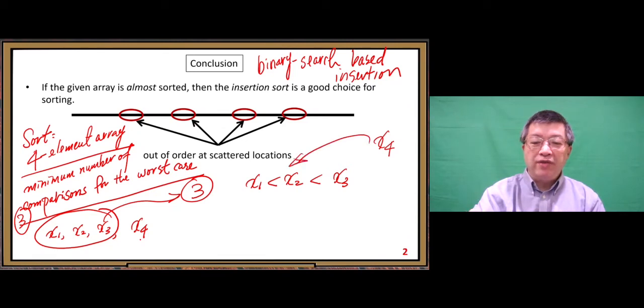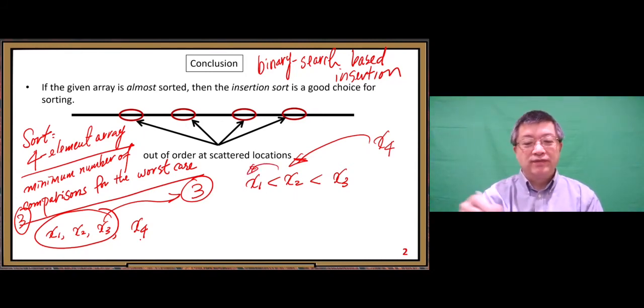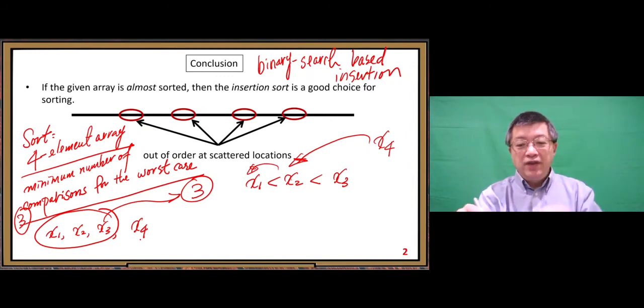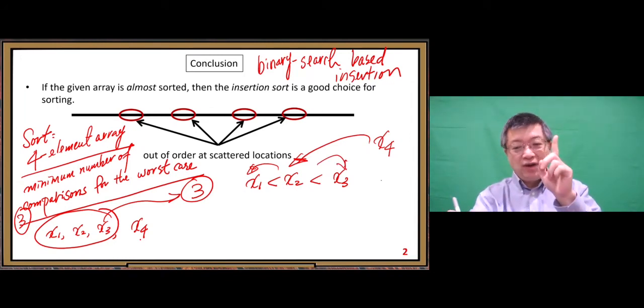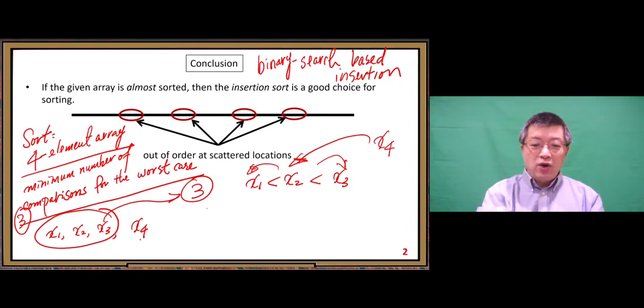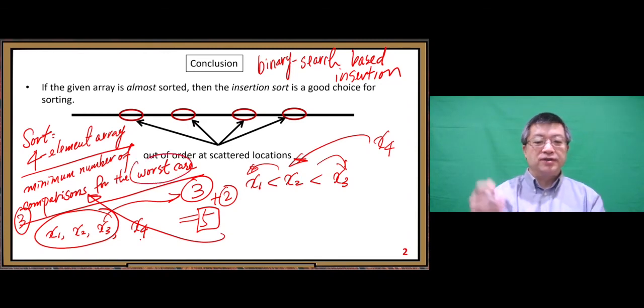Compare x4 with x2. If it is smaller than x2, then we compare with x1. So you need 2 more comparisons. If it's greater than x2, you compare with x3. Also 2 more comparisons. You compare in the middle, so you need 2 more comparisons. You sort the first 3 elements, you need 3, and after that you need 2 more. 3 plus 2, your answer is 5 comparisons. You need 5 comparisons to sort a 4-element array for the worst case.